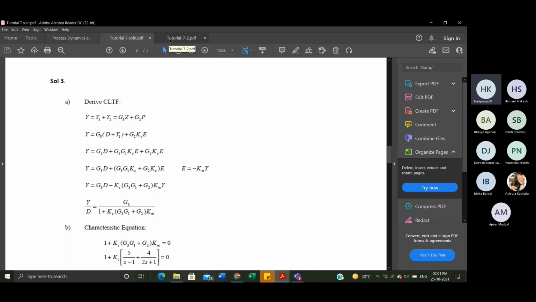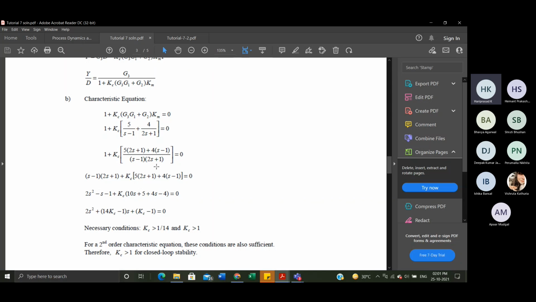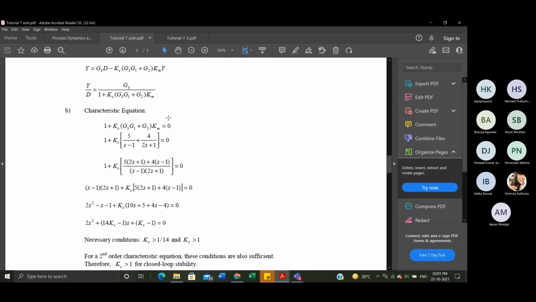So now after that is done, just to quickly wind up, you have to look at the characteristic equation. The characteristic equation is 1 plus this. Similarly, we'll find the characteristic equation for this.